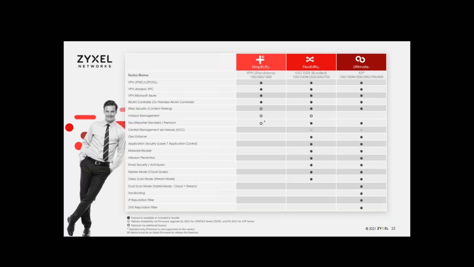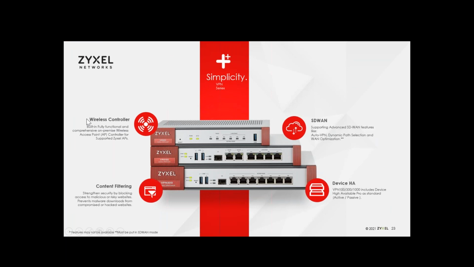So after we've got those kind of simple 3-element choices, we then move on to an initial view of the simplicity model range, the VPN series, and then obviously we emphasize individual points that are unique to that particular product family. What we're saying here on the VPN series, obviously, as I mentioned earlier, is that they have wireless controller, access point controller functionality.